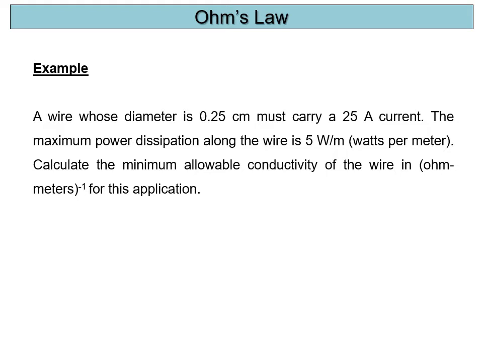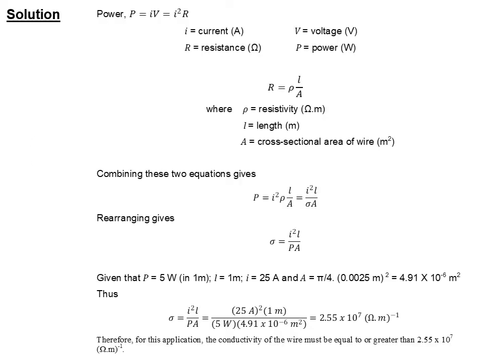So this you can do by yourself. This is the Ohm's law example. A wire whose diameter is 0.25 centimeter must carry a 25 ampere current. The maximum power dissipation along the wire is 5 watts per meter. Calculate the minimum allowable conductivity of the wire in ohm meter for this application. This is the solution, which you can do by yourself.